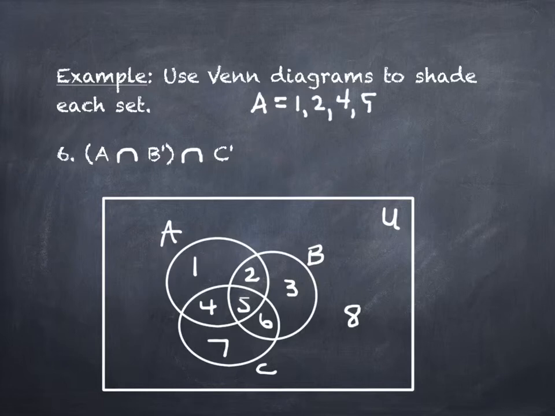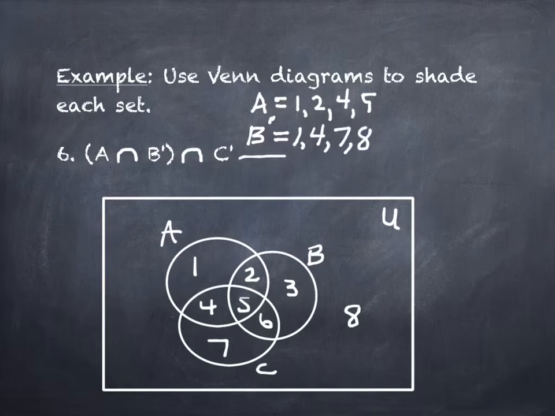Okay, is everybody good with that? And then it lists set B complement or B prime. What does that mean? Everything is not in B. So what numbers are not in B? Good, 1, 4, 7, and 8.